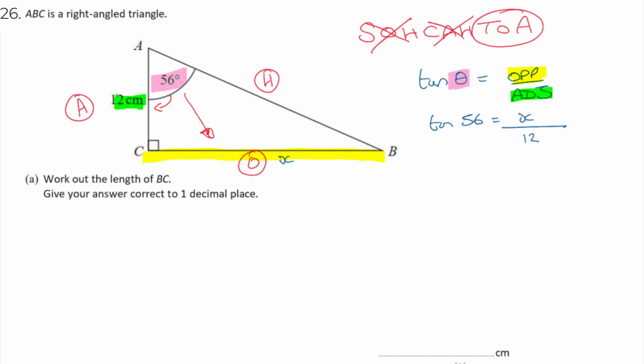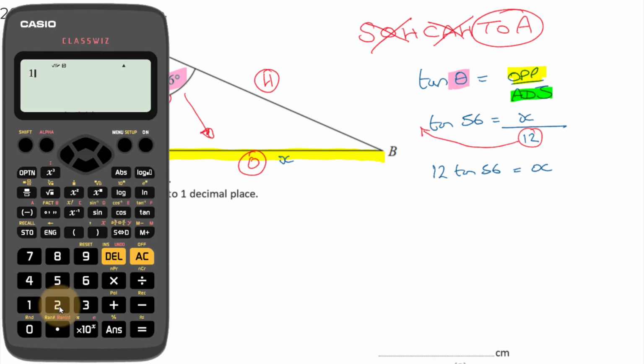Okay, then next what we're going to do is rearrange this. I'm going to cross multiply that 12. Multiplying both sides by 12 has the effect of shifting that divide by 12 on one side to become a times by 12 on the other. So I'm going to get 12 tan 56 is equal to X. At this point, I'm going to reach for the calculator. Just double check it's got a little d at the top, otherwise you're going to get the answer wrong.